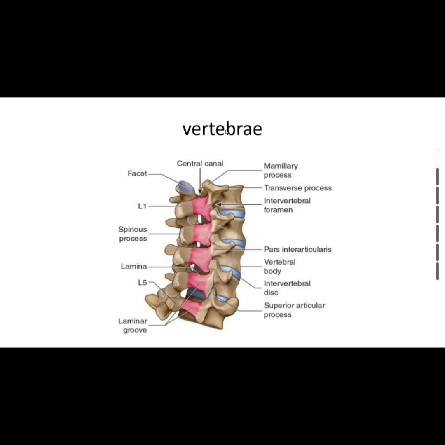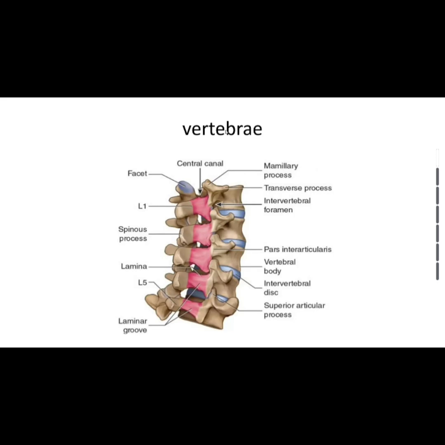The vertebral arc gives rise to 7 processes. There is 1 spinous process posteriorly, 2 transverse processes, and 4 articular processes. So we have 2 superior articular processes and 2 inferior articular processes, which articulate with the other vertebrae. So 7 processes.